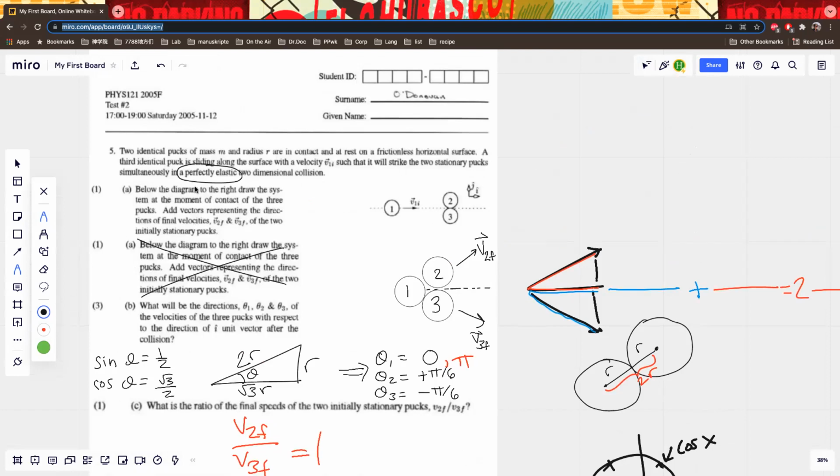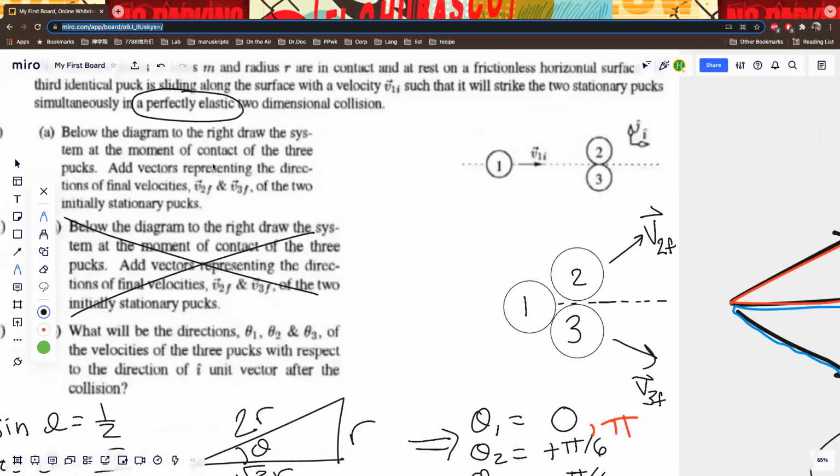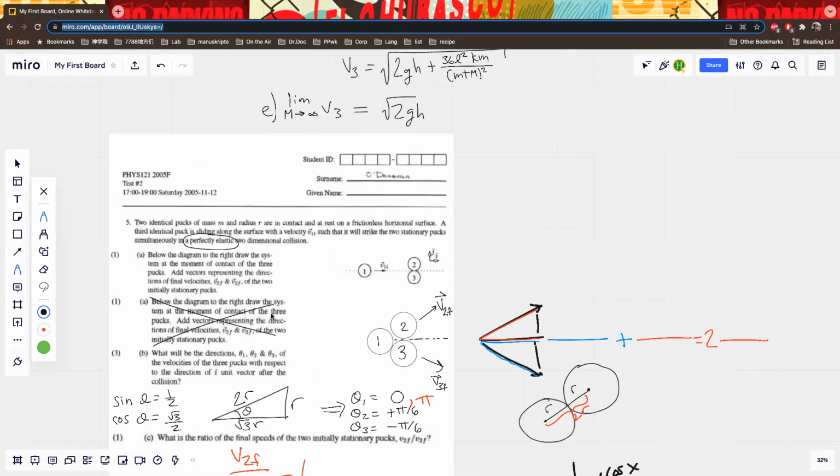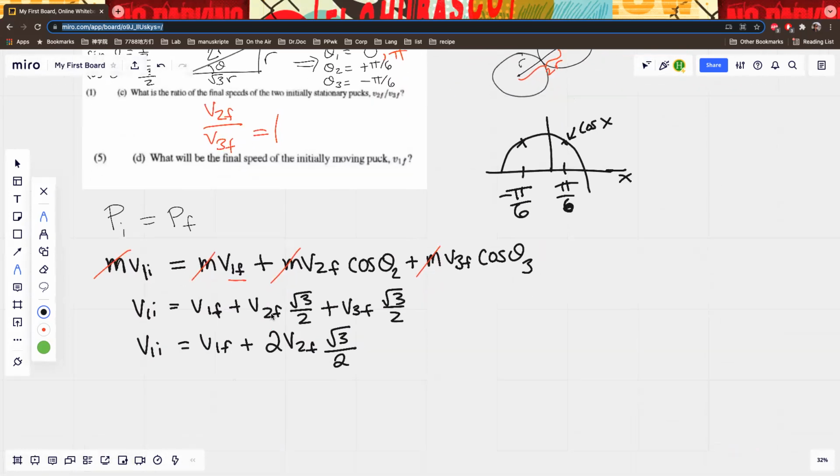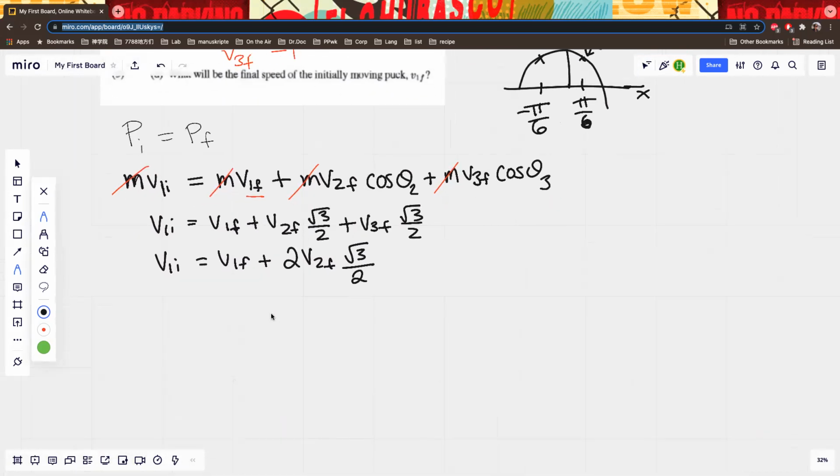It's a perfectly elastic collision. See, it says a perfectly elastic two-dimensional collision. So where have we used elasticity so far? We've just done conservation of momentum. We didn't use the fact that it's perfectly elastic yet.